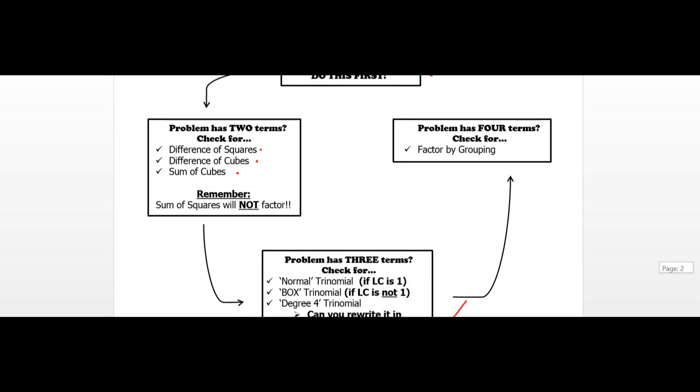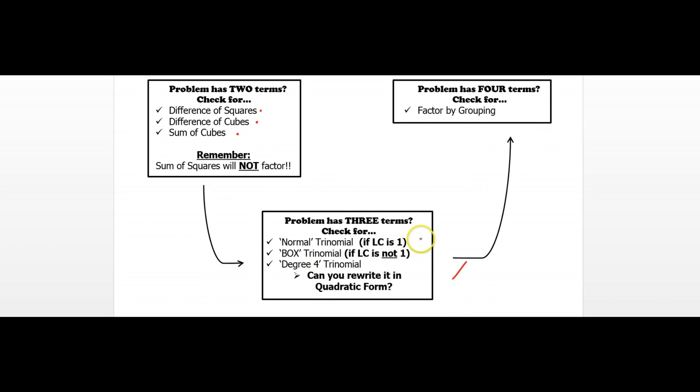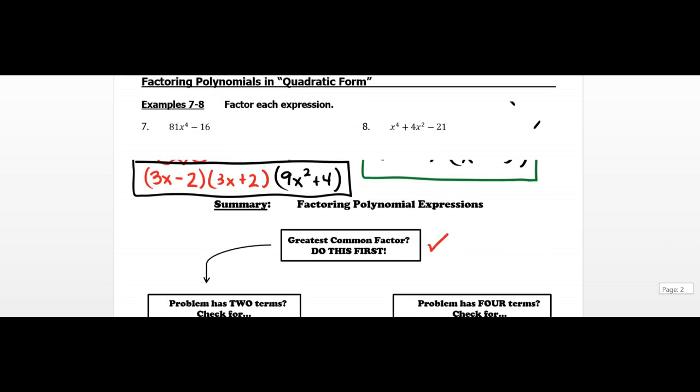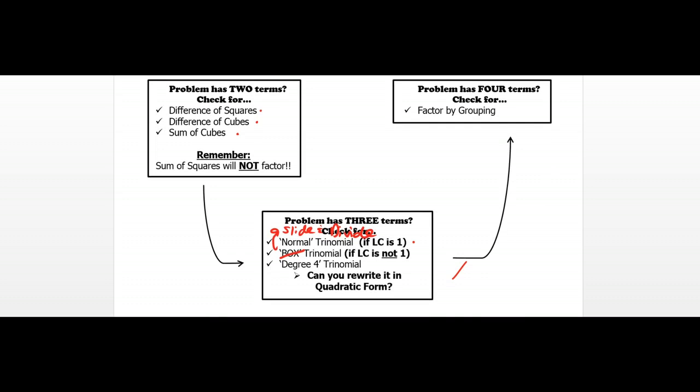From there, if the problem did not have two terms, if it had three terms, you're going to check for the following. If it's a normal trinomial, you're going to factor it like normal. If the leading coefficient is not 1, you can factor it using your slide and divide method. I wrote box right here, but we know about slide and divide. And then finally, if it's a degree 4 trinomial, can you rewrite it in quadratic form, like I did in 7 and 8? Can I use one of my quadratic methods to do it? Finally, if the polynomial has 4 terms, you're just going to factor it by grouping, or using the box method is another way we call that.